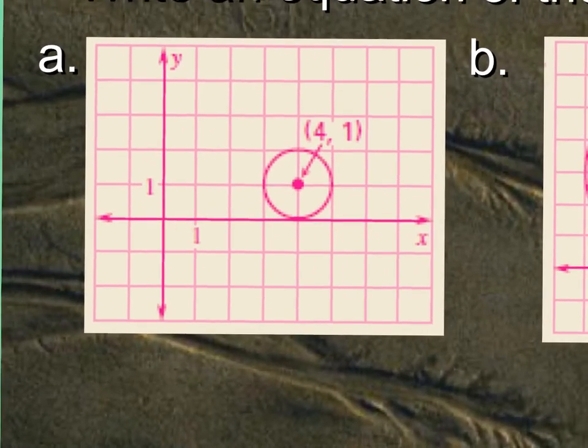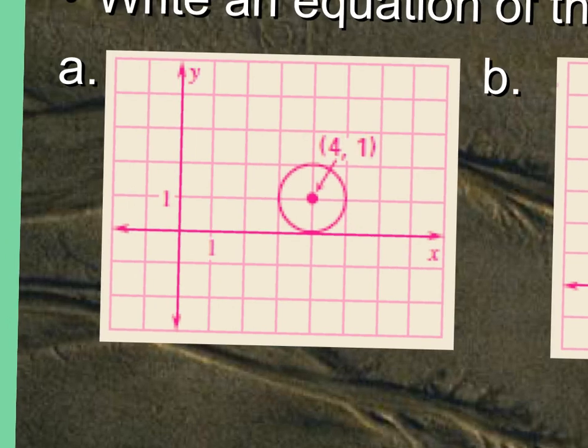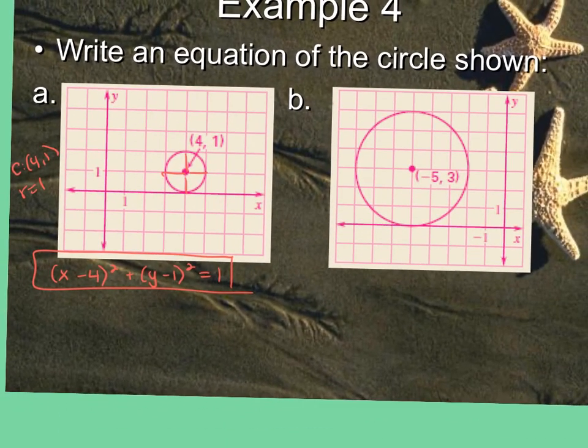Now I get it in picture form, right? I still need the same 2 pieces of information, which is the center and the radius. What's the center here? 4, 1. What's the radius? 1. Each unit 1 in each direction, right? Plug it in. X minus h squared plus y minus k squared equals 1 squared, which is 1. Easy stuff, right?